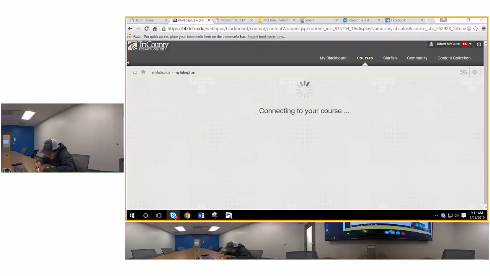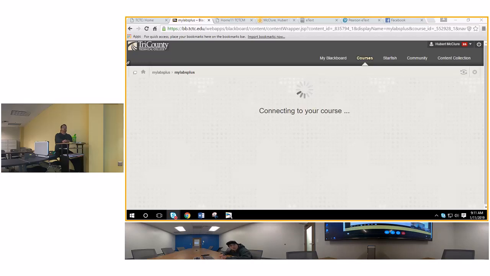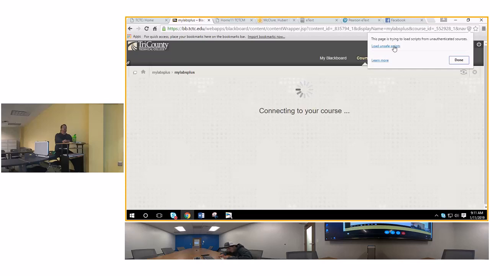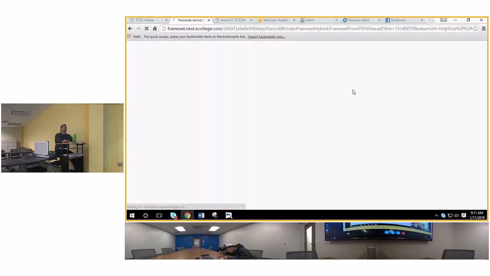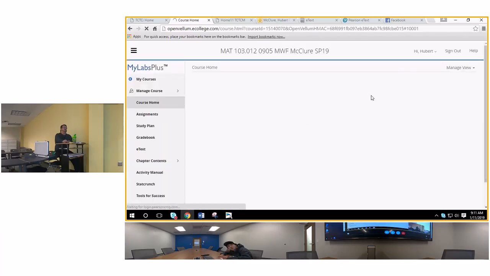And when you hit MyLabs once and twice, this is what happens. Okay, so you go to your handy dandy shield, and there's the shield right there. If you can't see it, you need to move or you need to look for it. It's right beside the star. It's in the address bar. You right click on it and hit load unsafe scripts. If that doesn't work, you right click on it again and hit allow pop-ups.